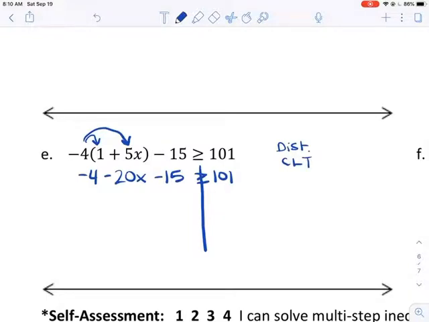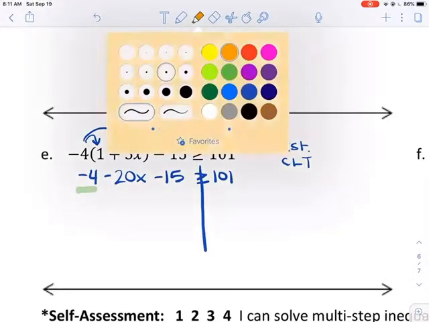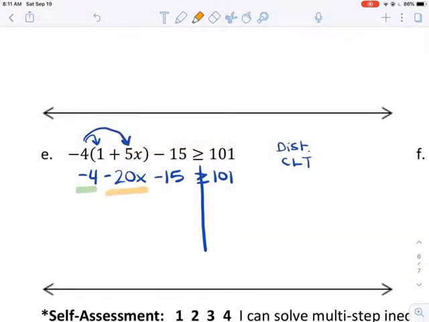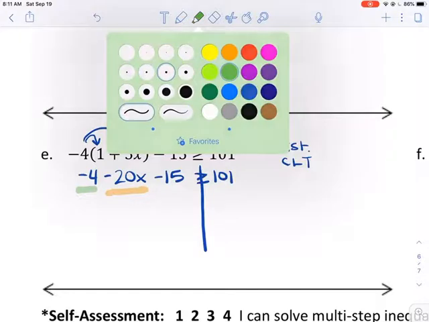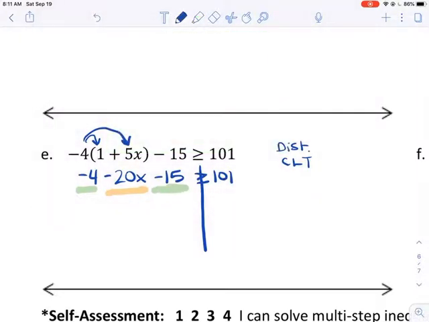So I'll have, let's look at my terms here. I have -4, I have -20x, and I have -15. With all these negatives, it can get a little confusing. You can get a little lost. So my greens are -4 and -15. So those together, added together, are negative 19.